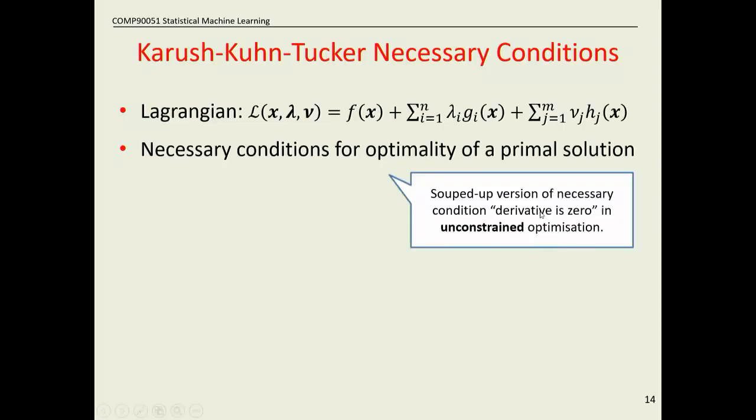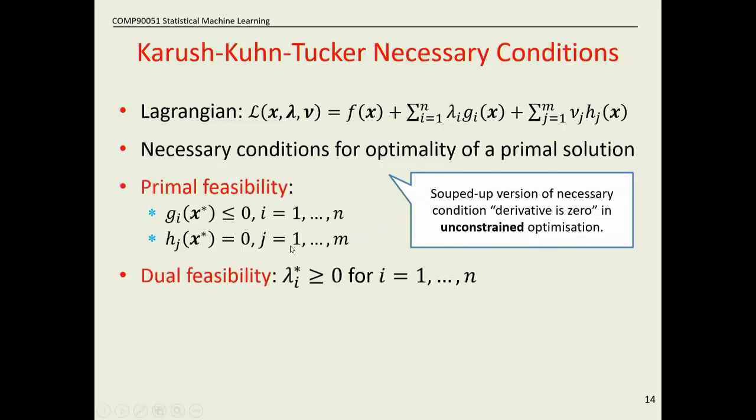Okay, so we're kind of souping up the idea that the derivative has to be zero at a solution. The first set of conditions are that all of the original constraints have to hold at a solution. It doesn't make sense to have any of the constraints not holding, because how could that have been a solution to the original problem? So we need all of the g's to be less than or equal to zero at the solution. We need the h's to be zero. Okay, so that's easy enough.